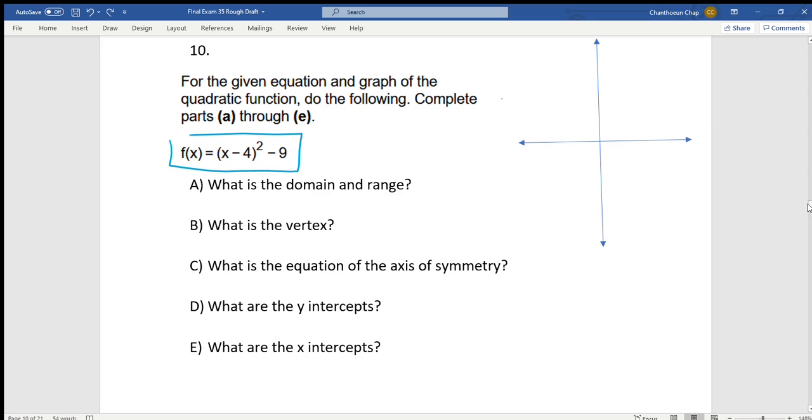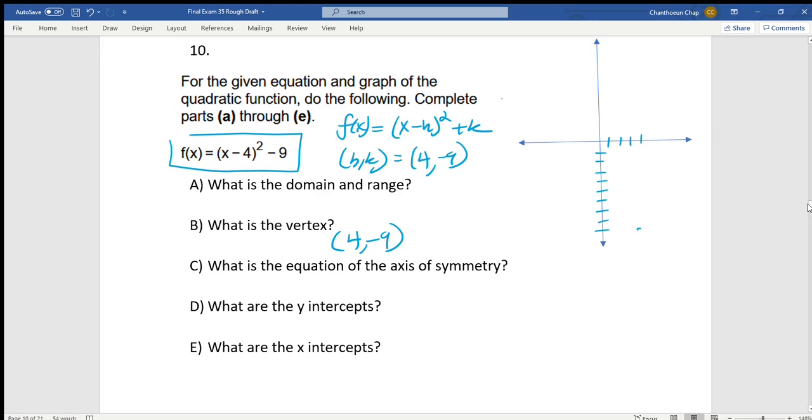Question 10. For the given equation and the graph of the quadratic function, let's do the following. Complete parts A through E. First step is to find the vertex. The vertex, if I compare it to the vertex form, x minus h squared plus k, is h comma k. So our vertex is positive 4 and negative 9. And that completes part B. 4 comma negative 9 is our vertex. Let's plot that point. 1, 2, 3, 4, and go down 9. This is the point 4 comma negative 9.